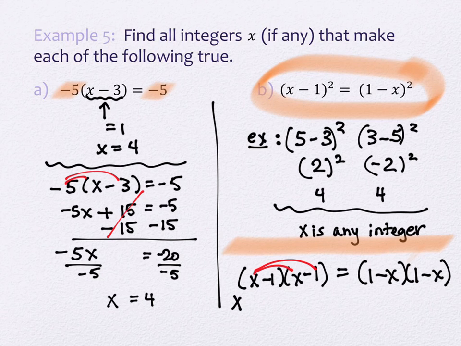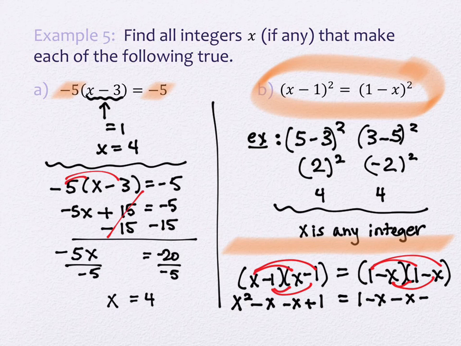So this is going to give me x squared minus x. And then I have another minus x and plus 1. On the right-hand side, we'll do the same thing. So I have 1 minus x. And I have minus x, plus x squared. What do you notice?